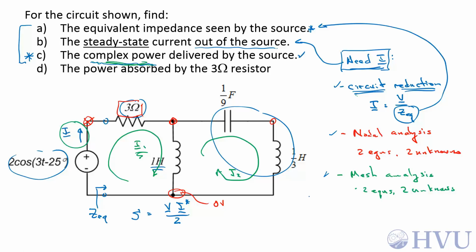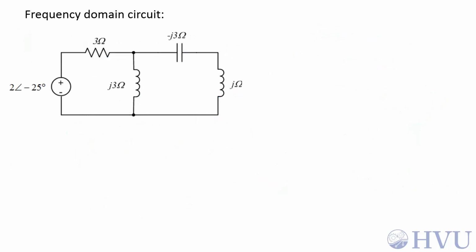At any rate, this is going to be a frequency domain problem. Complex power is fundamentally an AC thing, so we need the frequency domain circuit. Let's go to the next slide and do our problem. So here's our frequency domain circuit. I've converted all of the circuit elements into their equivalent impedances. Now I can start doing combinations to get ZEQ.